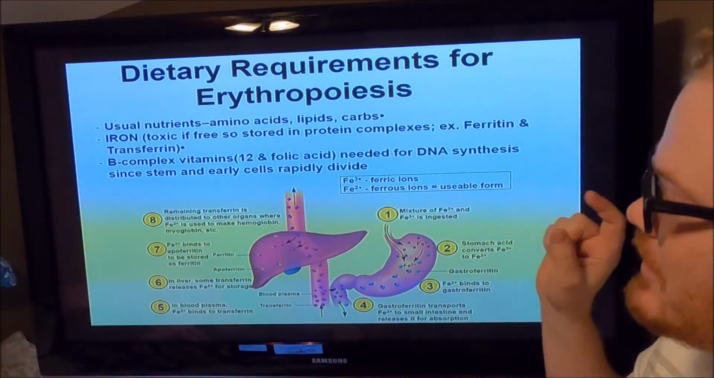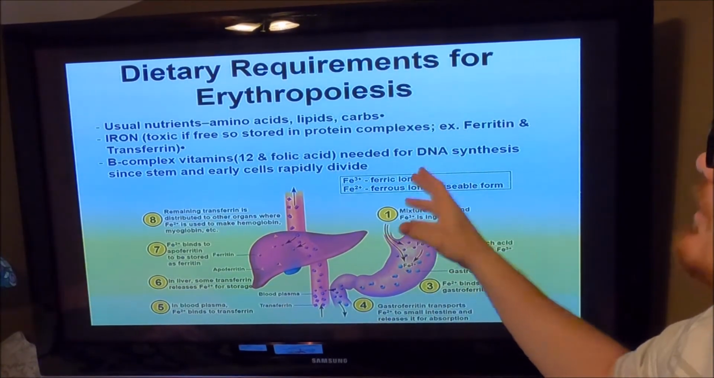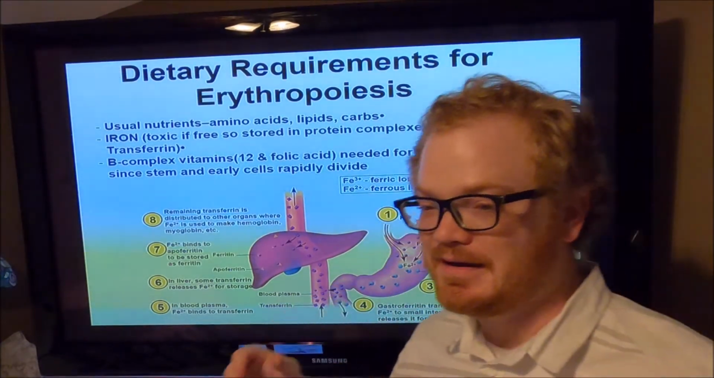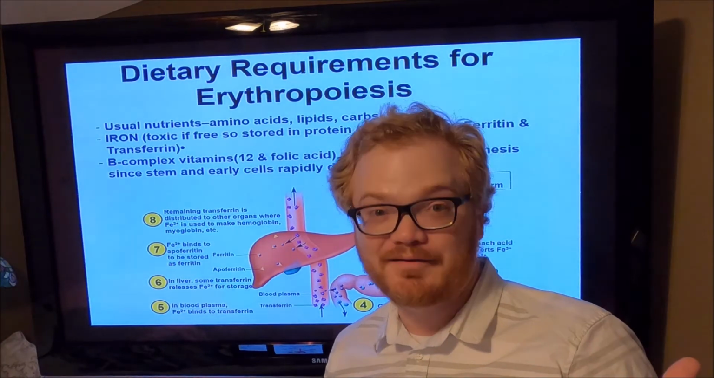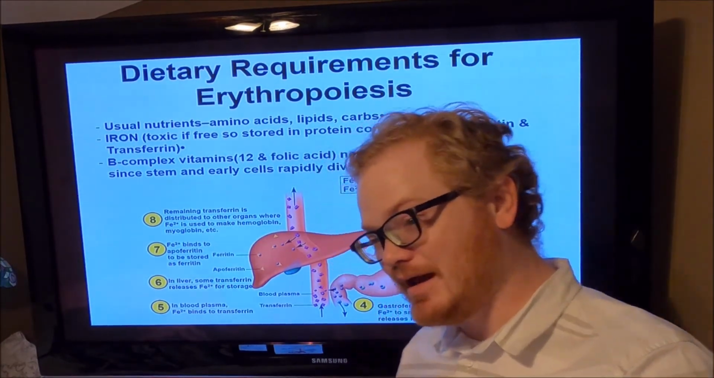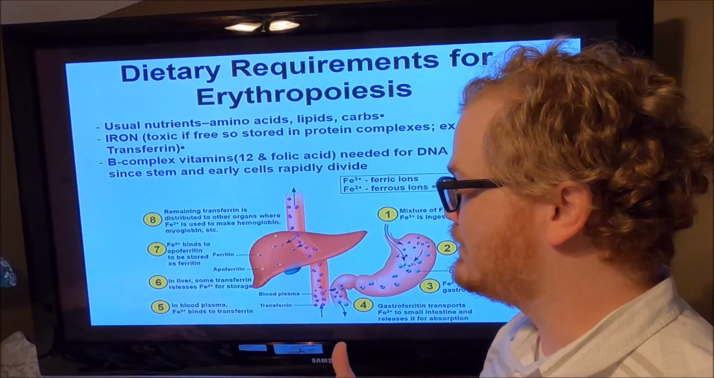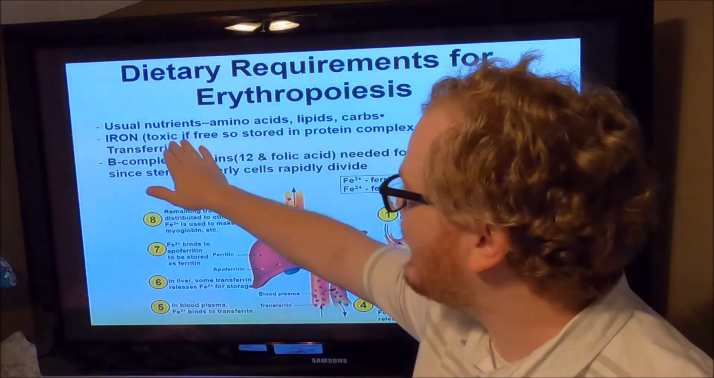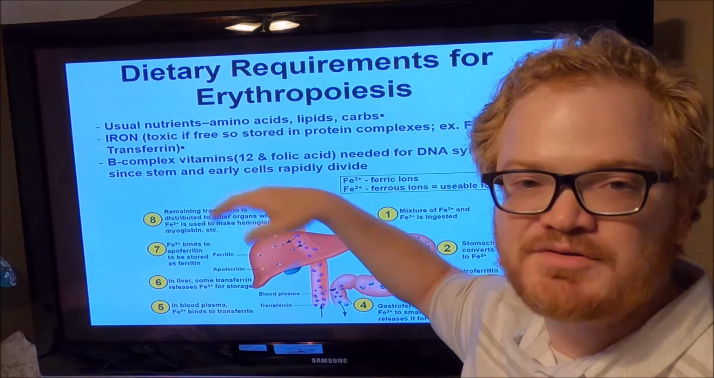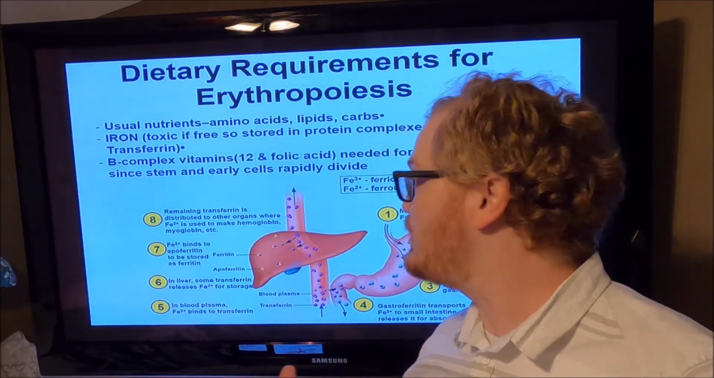Next, I want to talk just very briefly about the dietary requirements for erythropoiesis. The idea here is, again, if we're making red blood cells, you can imagine we need a lot of iron in the diet. So you've got to be bringing in plenty of iron if you're going to be making all of this hemoglobin, for example. So plenty of iron, plenty of amino acids for the production of those polypeptide chains.